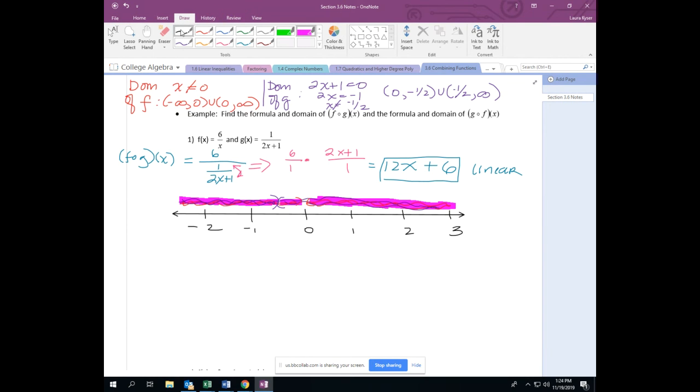So in interval notation, it's going to look like negative infinity up to negative 1/2. Cut this guy out. Then negative 1/2 goes to 0, but we have to cut that guy out. And then after 0, we're good to go all the way to infinity. So this is the domain of f of g, which is technically the domain of f and g put together anyway.